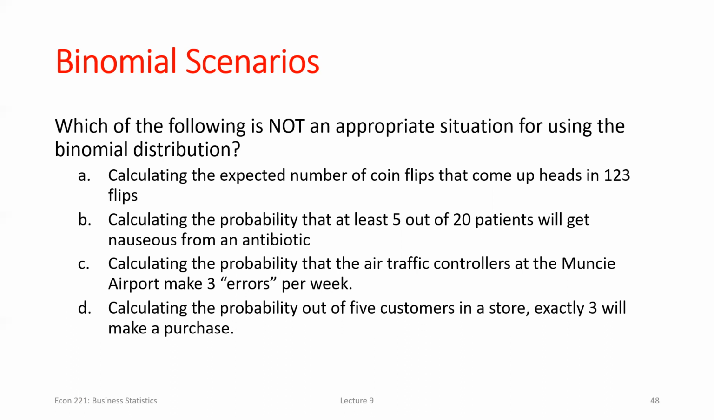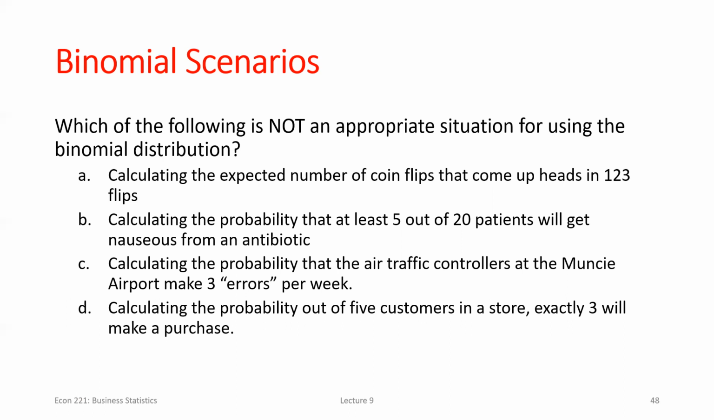So calculating the number of expected coin flips that come up heads in 123 flips. What's the most heads I could see then? 123. Okay, so I've got an N. The probability of success on any one coin flip is always the same. Pretty good binomial distribution example.